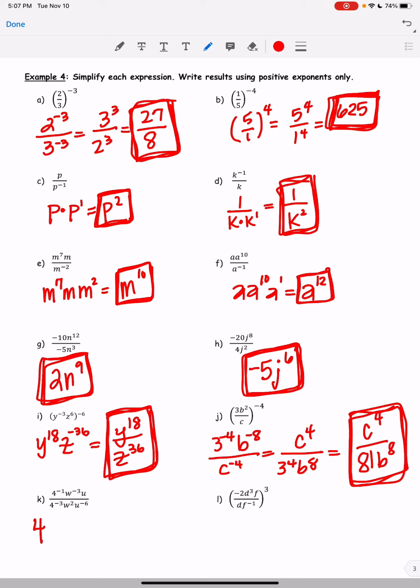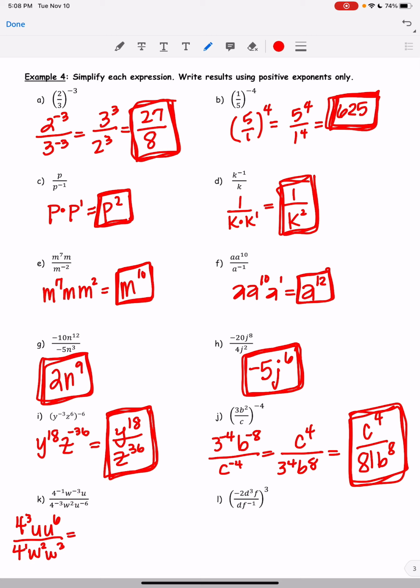So this becomes 4 cubed. Let me move this over a little bit. This becomes 4 cubed. U to the 6th, right? Moving this. Oh, I didn't circle that one earlier, did I? I'm so sorry. Moving this up and moving this up and keeping this where it is. And then on the bottom, I'm going to have 4 to the 1st, w squared, and w cubed. So I moved this and this to the bottom, and I kept this w squared where it is.